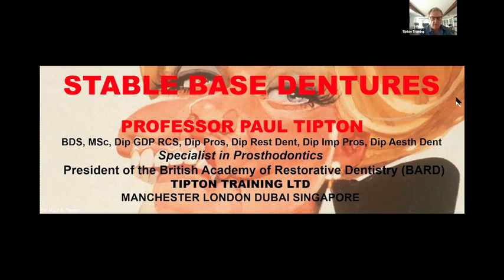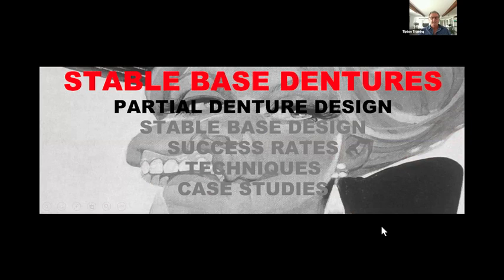So today's webinar is a slightly different topic in that we're going to be talking about dentures. And one denture in particular, which is the stable base denture. Now, the stable base denture is a specific denture which is made for mucosal-borne dentures. So it's a mucosal-borne style of denture.